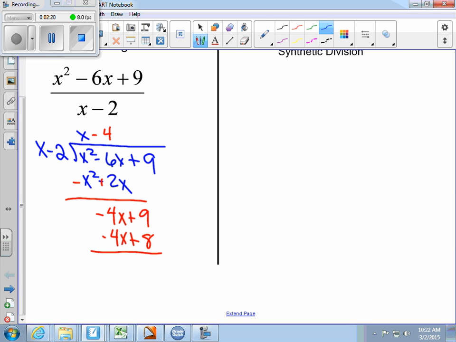So now I'm going to subtract, which means that becomes a plus, and that becomes a minus. So I always make 2 marks, change both signs. Those subtract to give me 0, this subtracts to give me 1. So I get x minus 4 remainder 1.